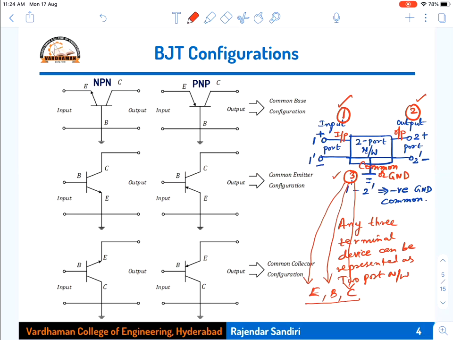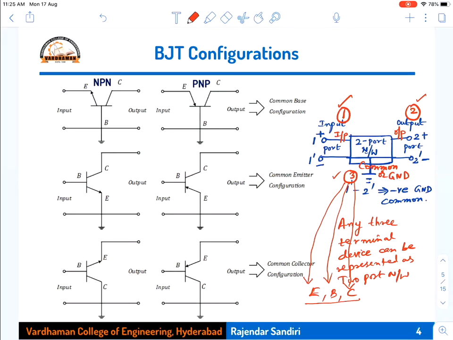So you'll get three combinations. One time I keep emitter as common, one time I keep base as common, one combination I keep collector as common, and for the remaining two terminals you choose which is input and which is output, depending upon the behavior of the transistor. So how many combinations do I get where one of these three terminals is made common? Because three terminals are there, you will get three combinations. Any one of these three can be made common, right?